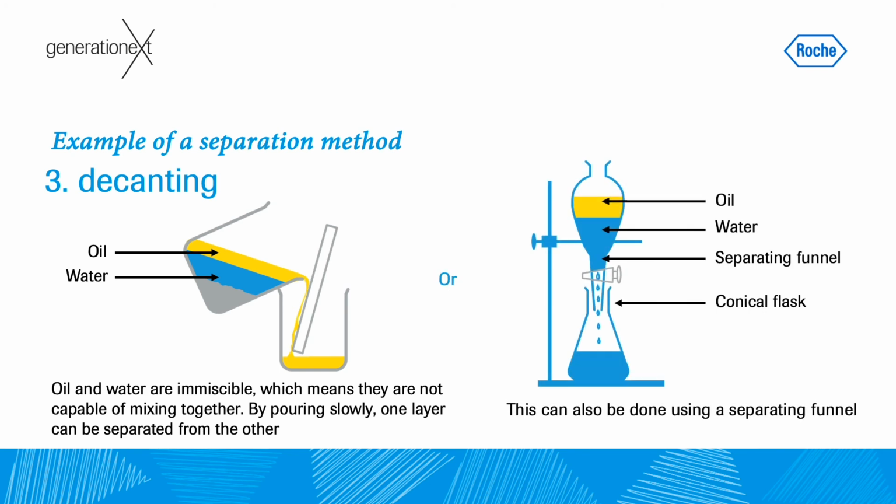In the lab, we do this more precisely. We use a piece of equipment called a separating funnel rather than pouring. It works in a similar way, but it enables you to get every last drop of water away from the oil.